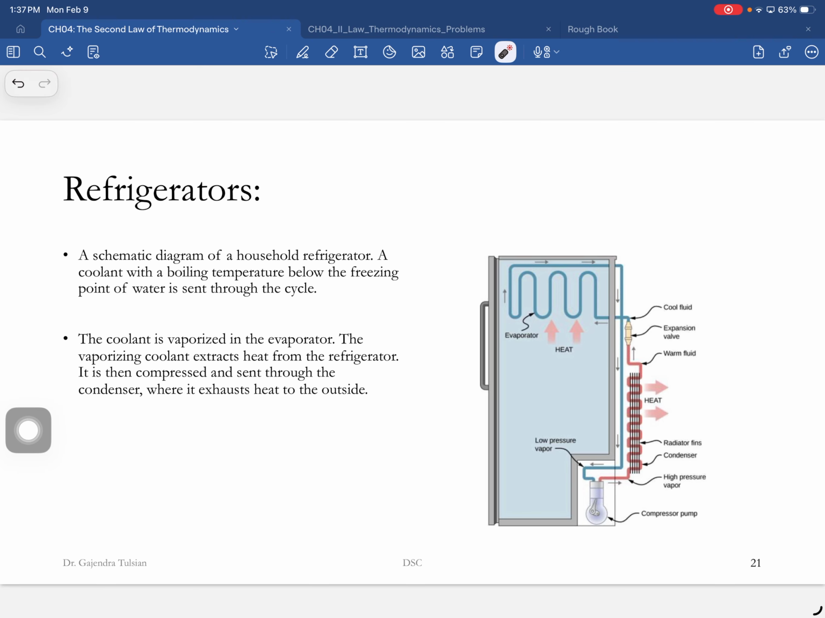Now, the deal is the following. How do you choose a coolant? If you want a refrigerator where you want to maintain a temperature of minus 20 degrees Celsius, the boiling point of this coolant has to be below that. That's how you decide what coolant you have. So if you want minus 20 degrees, the boiling point of the coolant better be minus 25 degrees Celsius. The temperature inside your refrigerator is 4 degrees. In your freezer, it's about minus 5 degrees, and so on.